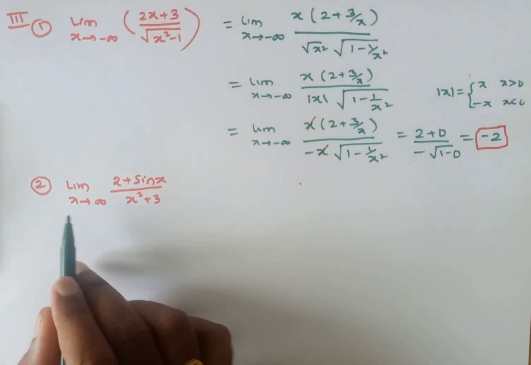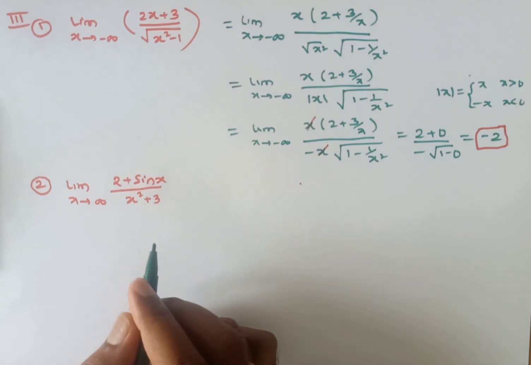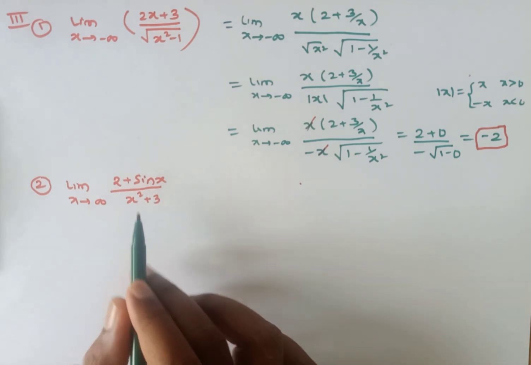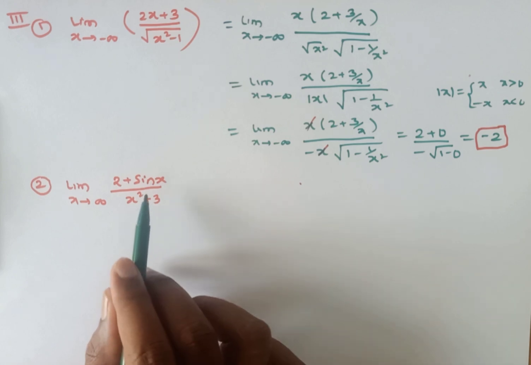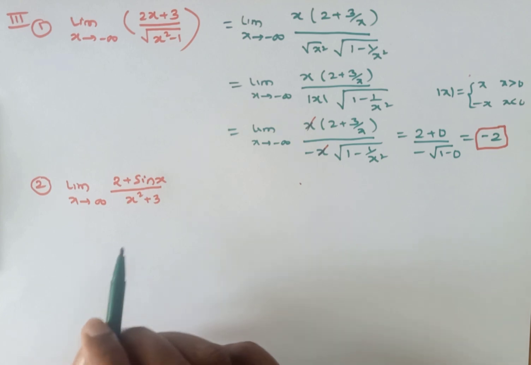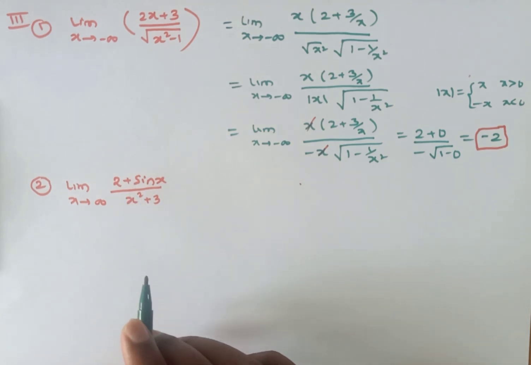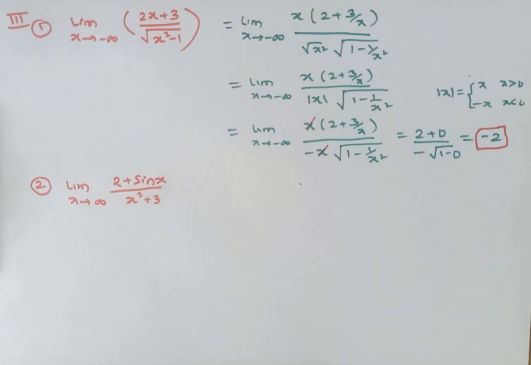Next, second problem: limit as x tends to infinity of 2 plus sin x by x square plus 3. It is a rational function, but the numerator contains a trigonometric ratio, that is sin x. As x goes to infinity, we cannot describe the value of sin x, since sin x lies between minus 1 and plus 1. It cannot approach one direct value.